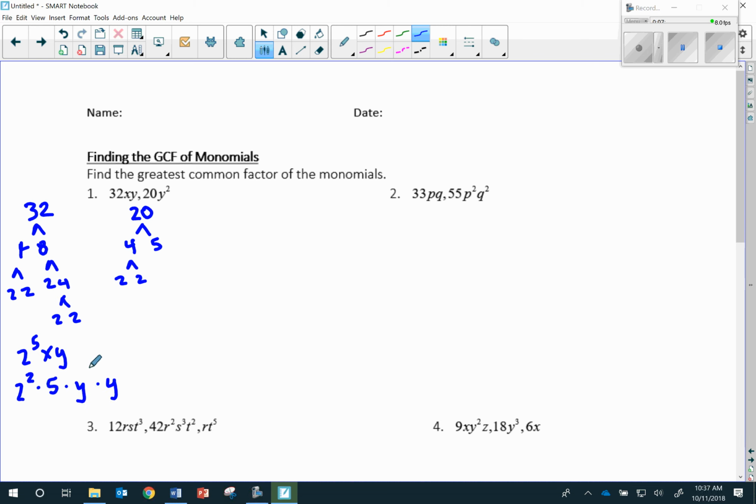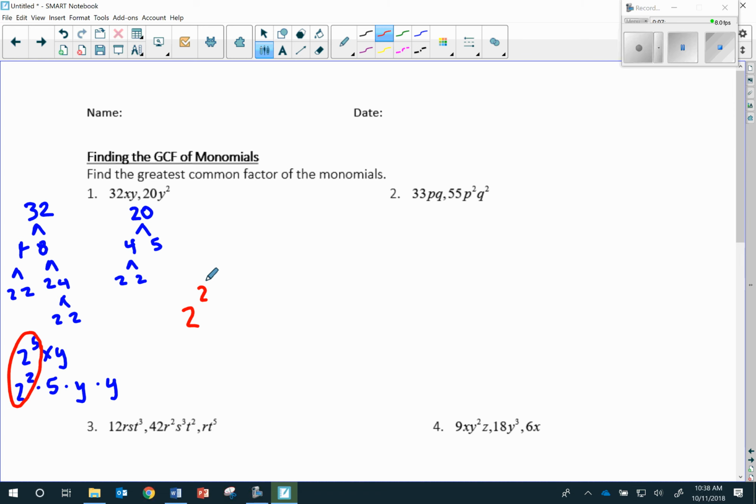Now, in order to find the greatest common factor of these two monomials, we are going to see what factors they have in common. So first, we're going to look at our 2's. We need to make sure that it is a shared factor. So 32 has 2 to the 5th and 20 has 2 squared. The highest that they both share is 2 squared.